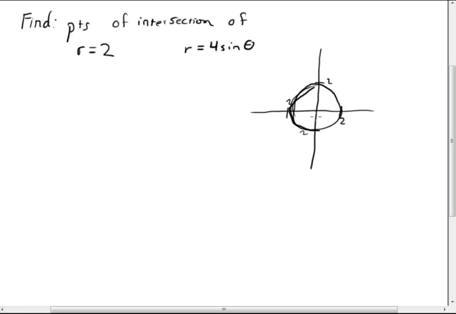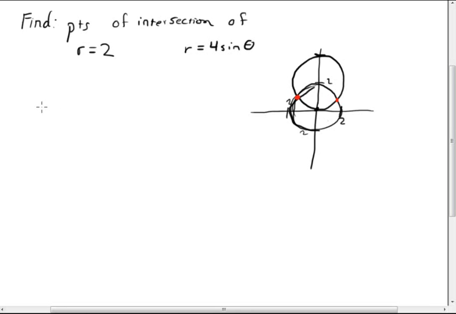There. And r equals 4 sine theta is a circle tangent to the pole here with a diameter of 4. Like that. So we know the points of intersection are going to be here and here. So we have a general idea that there are going to be 2 points of intersection, one in the first quadrant, one in the second quadrant.